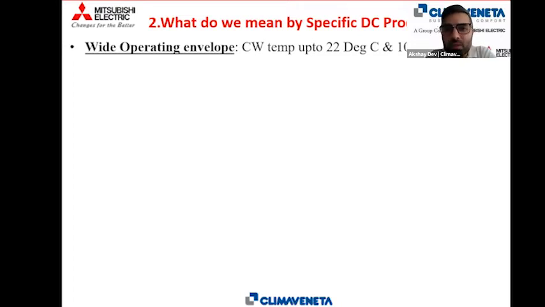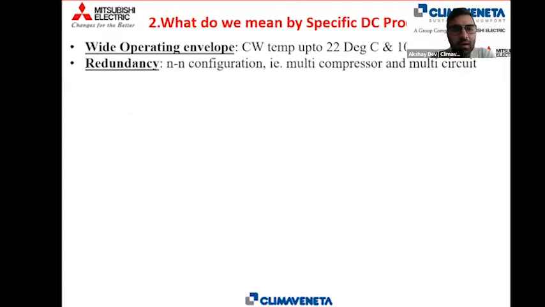So what does this do? In simple layman terms, it increases the efficiency of the chiller. In other words, it betters, or rather lowers, your PUE. Of course, we also need a high delta T. Delta T is nothing but the difference between your chilled water out and in. So today chillers are equipped to operate up to 10 degrees delta T. So first thing, wide operating envelope.